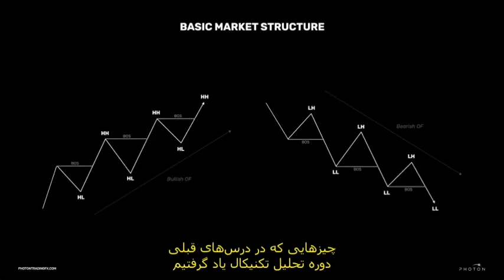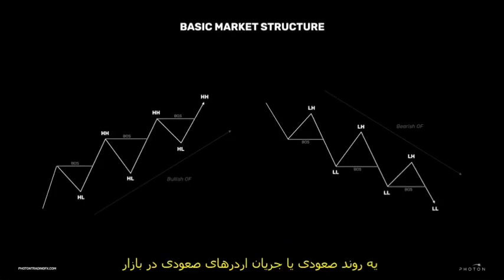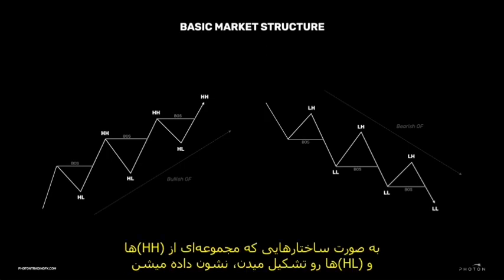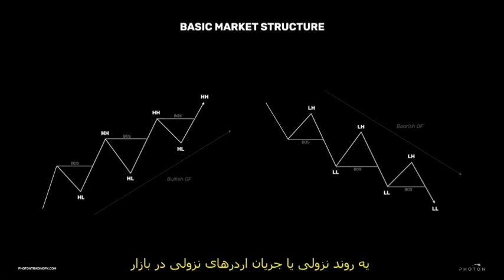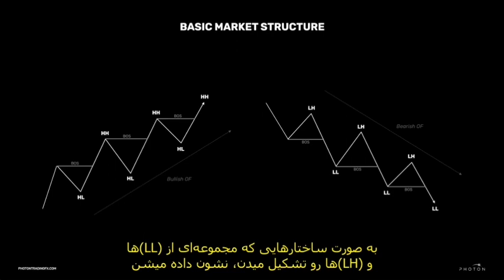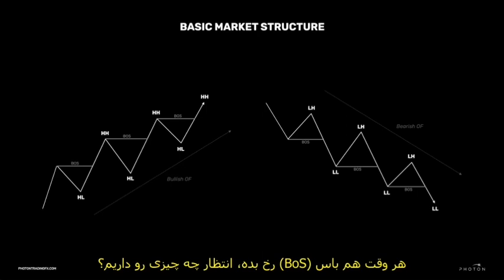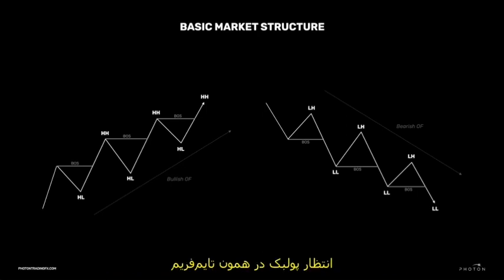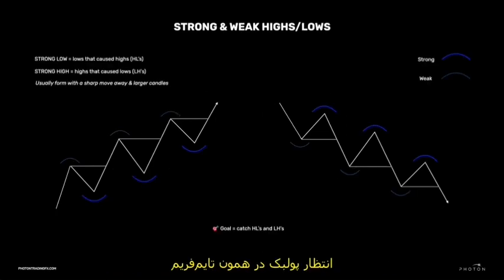So just to very briefly summarize what we know so far from the previous few lessons in the technical analysis module, a bullish trend or bullish order flow in the market is shown by structure forming a series of higher highs and higher lows. Therefore, a bearish trend or bearish order flow in the market is shown by structure forming a series of lower lows and lower highs. And whenever price breaks structure, we then expect what? We expect a pullback on that time frame.